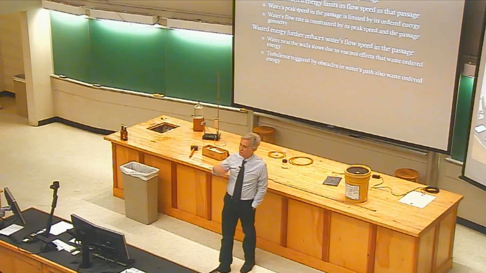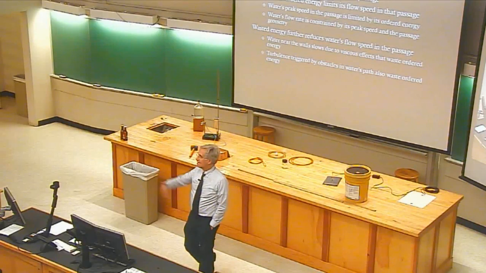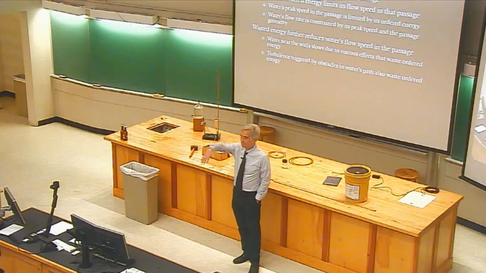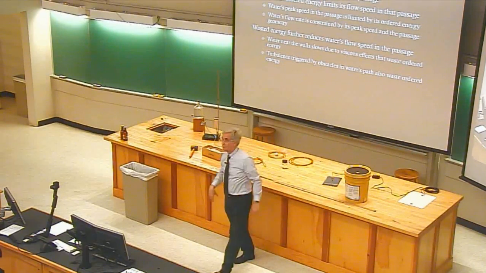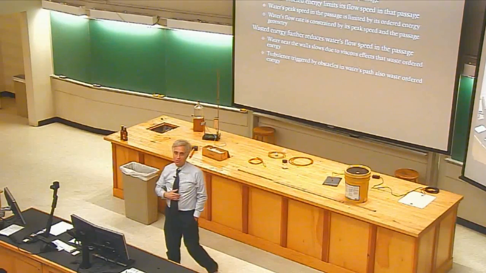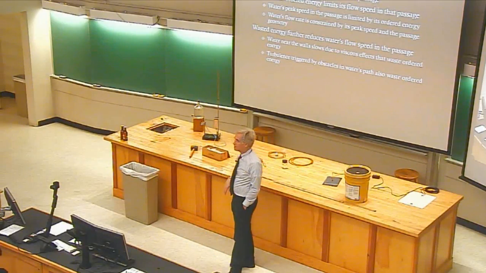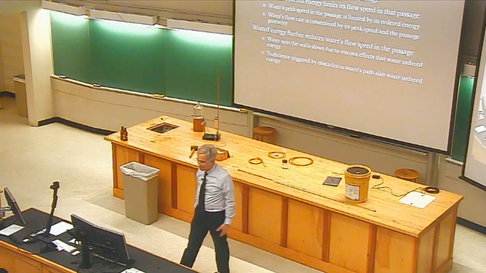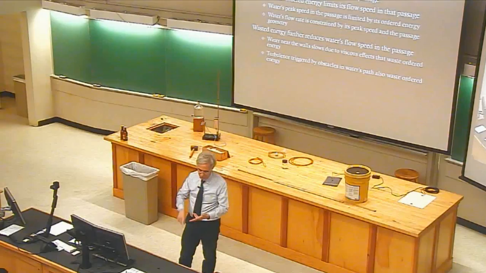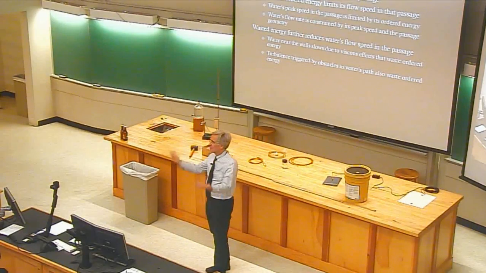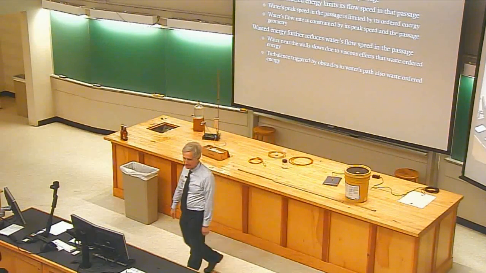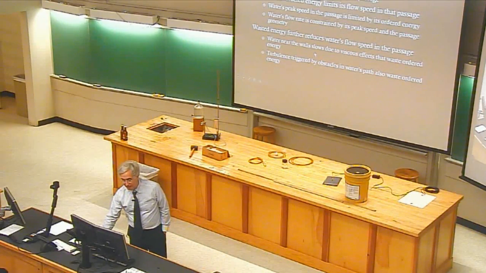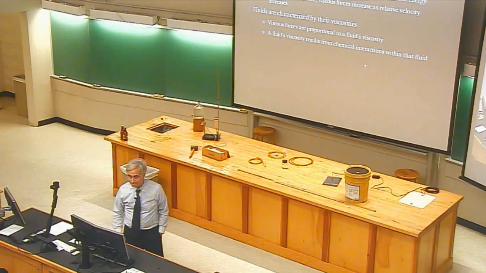Picture white water, instead of a lazy river, picture the New River Valley, the rafting trips. The water's all bouncing around. That's called turbulence. And turbulence wastes ordered energy like crazy. It turns the sum of gravitational plus pressure plus kinetic energy into a mush and thermal energy very rapidly. So you get viscous effects and you get turbulent effects in faucets, and that slows down the water flow.